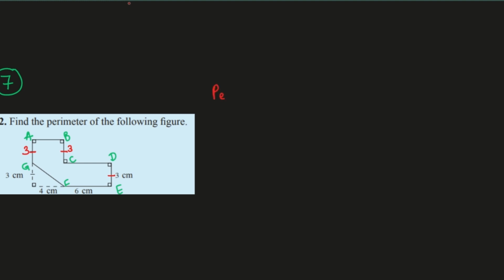So let's find the perimeter. Perimeter of the figure will be what? 3, which is DE, plus this 3, which is BC, plus AG, plus 3.